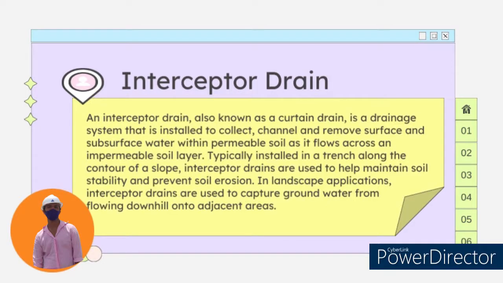An interceptor drain, also known as a curtain drain, is a drainage system that is installed to collect, channel, and remove surface and subsurface water within the permeable soil as it flows across the impermeable soil layer, typically installed in a trench along the contour of a slope. Interceptor drains are used to maintain soil stability and prevent soil erosion. In landscape applications, interceptor drains are used to keep groundwater from falling downhill onto the adjacent areas.